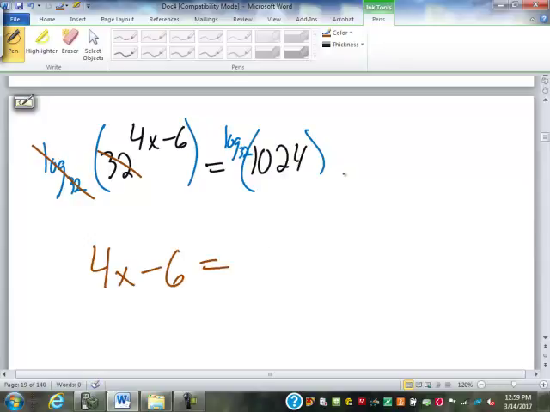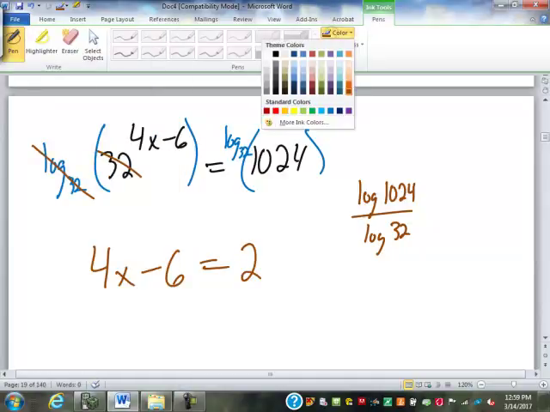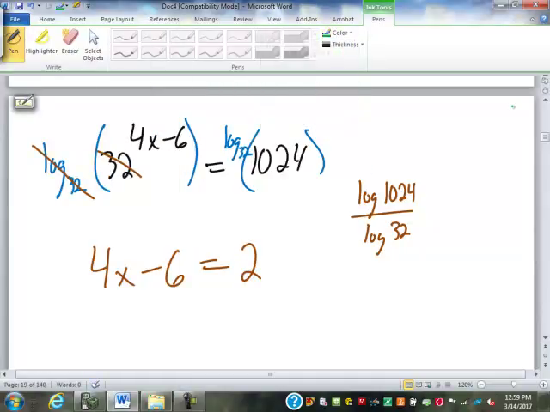Log base 32 of 1024 is log of 1024 over log of 32. So log of 1024 divided by log of 32 is 2. So that's just a matter of solving that equation. You add 6 to get 8, divide by 4 to get 2. So x equals 2. Any questions?